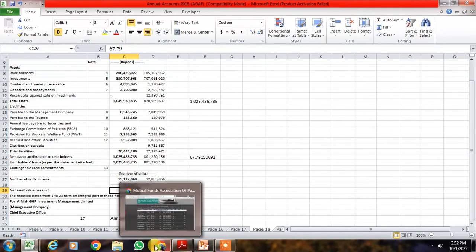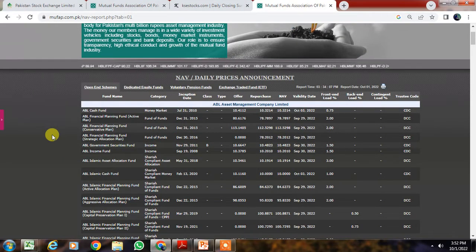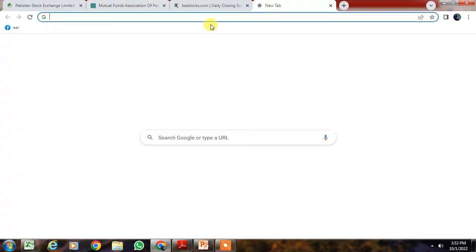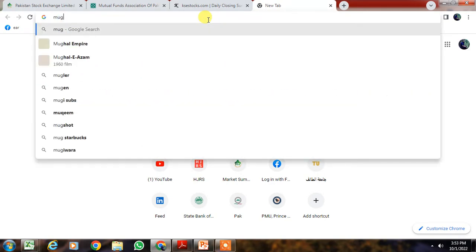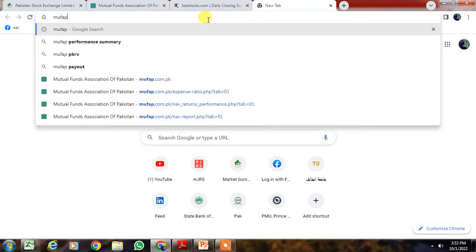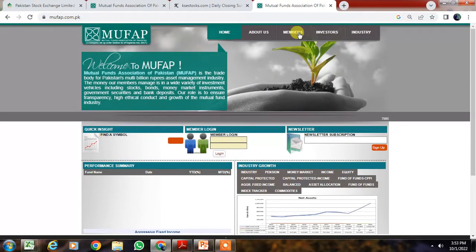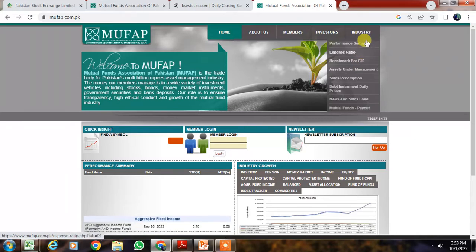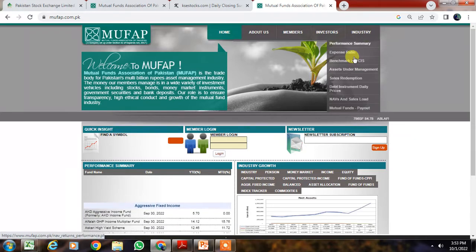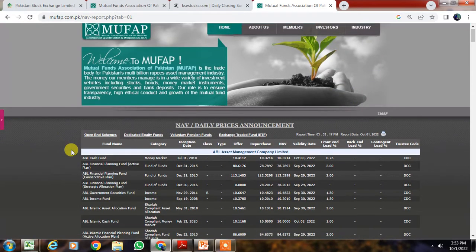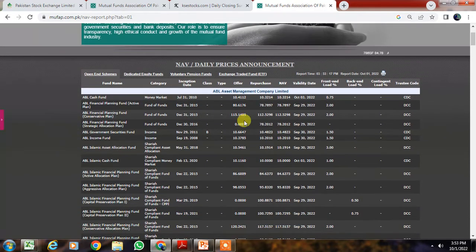Further, if you are interested to see this data for the Pakistan industry, let me start from the beginning. Okay, you are supposed to write MUFAP. MUFAP means Mutual Funds Association of Pakistan. On this website we have different data on mutual funds. For example, at the moment I'm interested in the net asset value, so I click on net asset value. Now, my dear, it shows me the net asset value of the ABL Cash Fund.